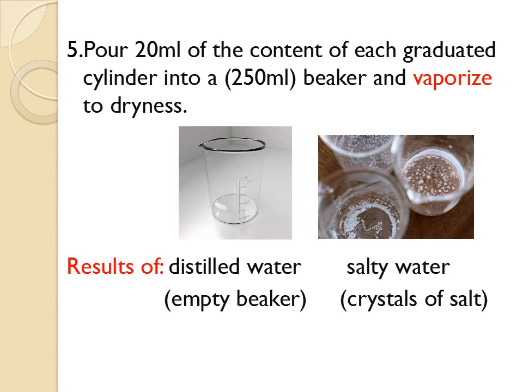After they add water to both graduated cylinders, they pour 20 milliliters of the content of each graduated cylinder into a 250 milliliter beaker and vaporize to dryness. So what they did: they pour some salty water into one beaker from the graduated cylinder, and then they pour some water from the graduated cylinder into another beaker, and then they vaporize it till dryness. What happened here? Look at the pictures and see what happened.